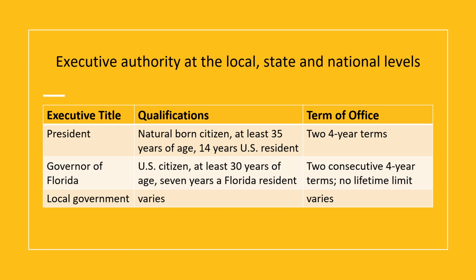What about executive authority at the local, state, and national levels? Well, in terms of qualifications, the president must be a natural-born citizen, at least 35 years of age, and 14 years a resident of the U.S. Now, this residency doesn't have to be in the 14 years previous to the person running for president, but they have to have lived in the United States at least 14 years.